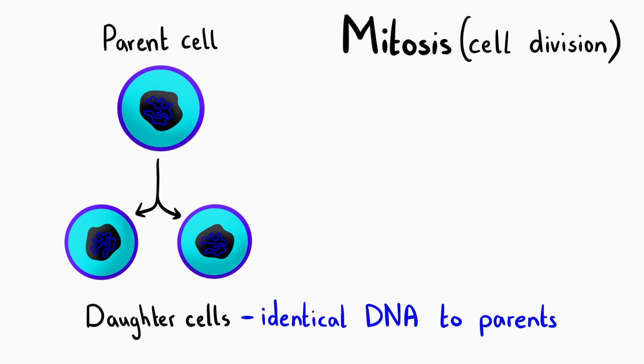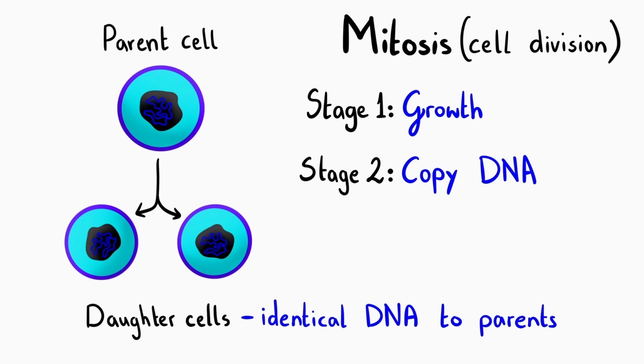Before a cell can divide, it needs to prepare, just like you might prepare for a big trip. This preparation happens in two main stages: growth and DNA replication. First, the cell grows larger. It also makes more cellular machinery like ribosomes and mitochondria, the power plants of the cell. The cell essentially doubles its content, so it has enough to share between two future cells.